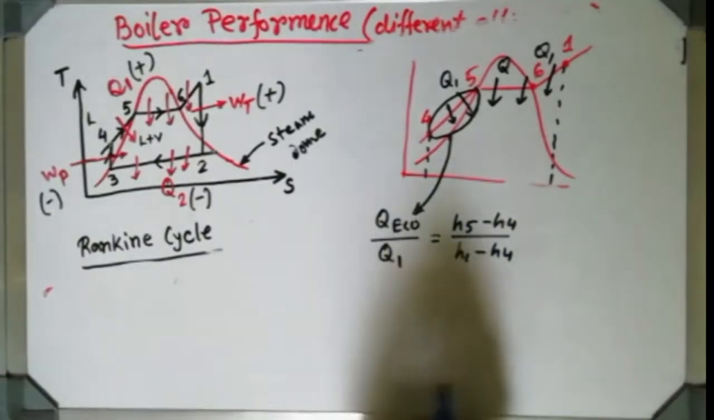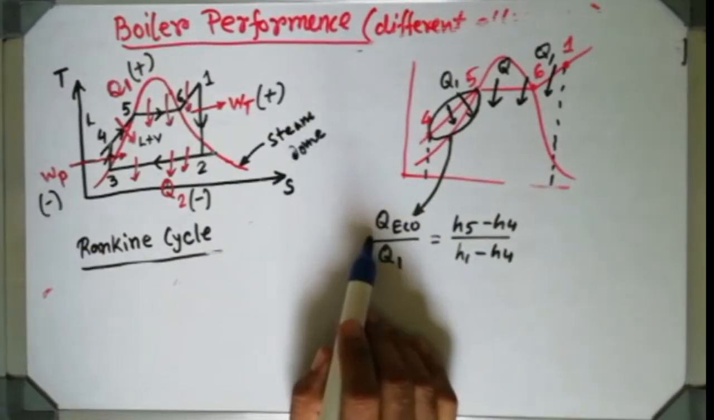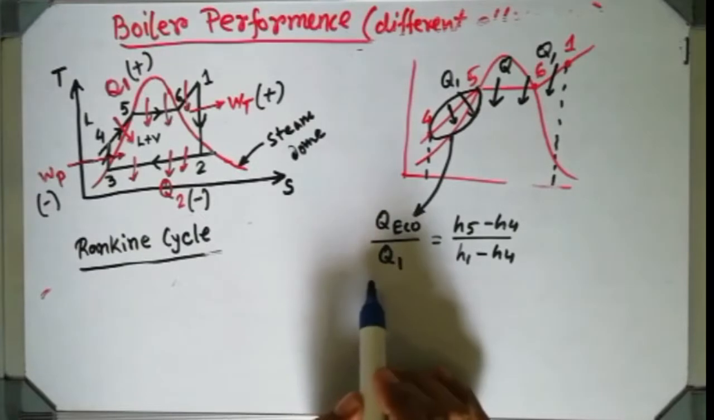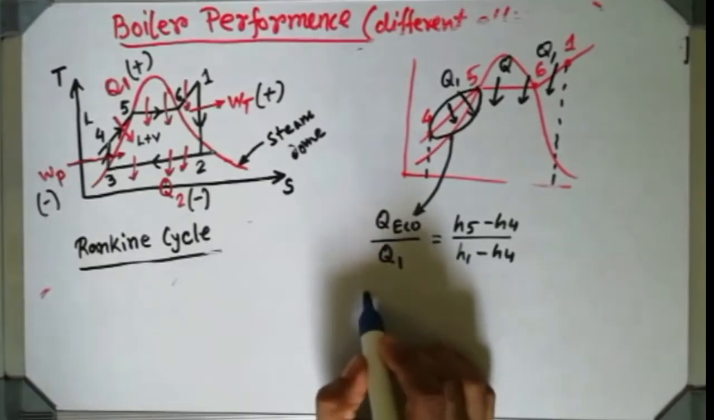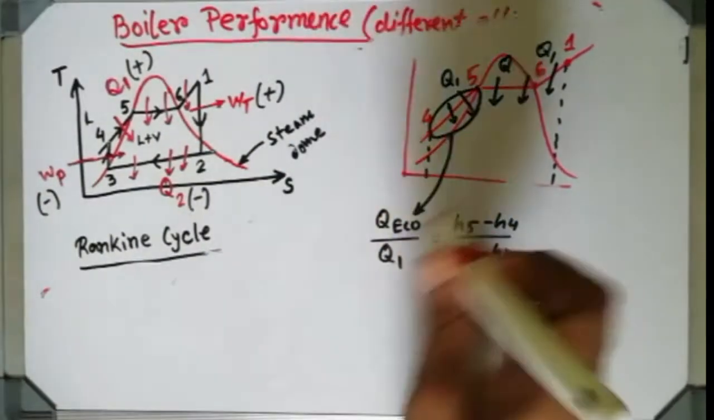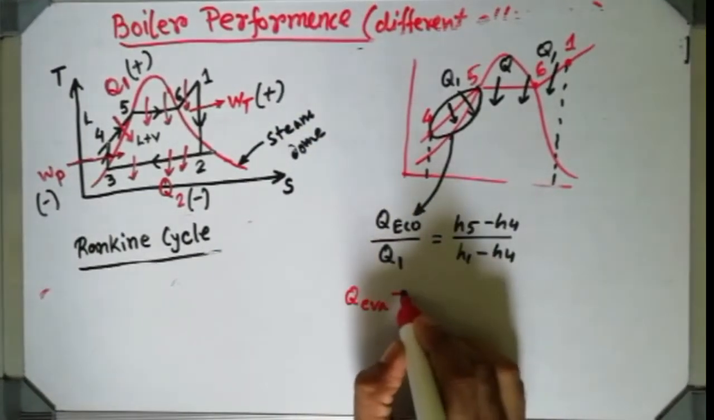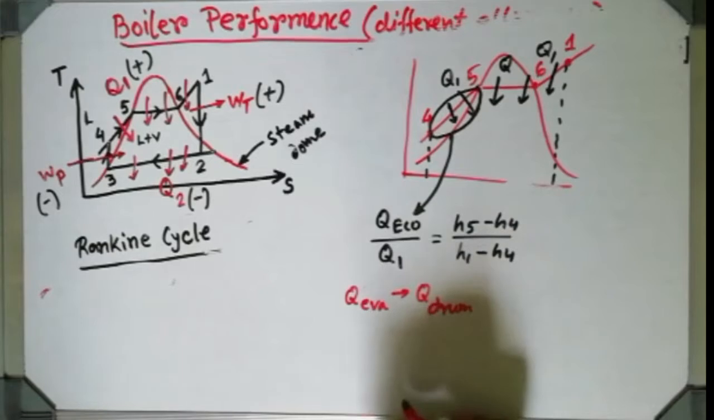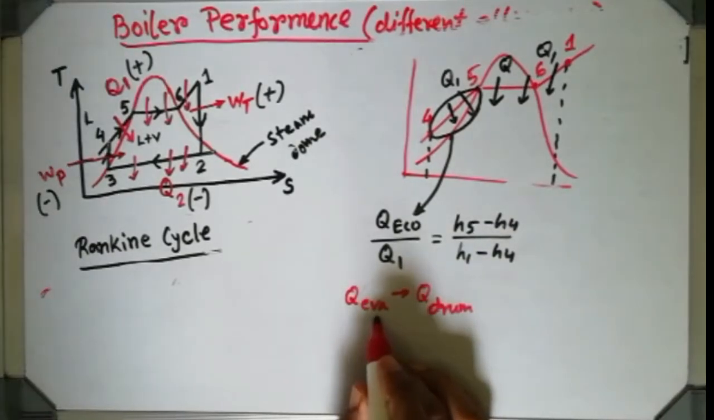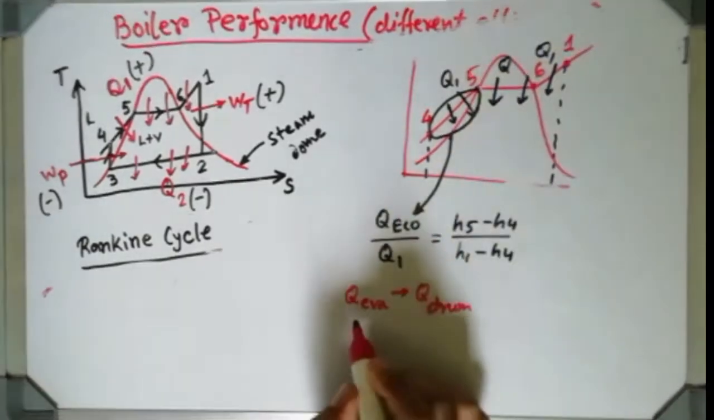If anybody has any difficulty understanding the whole thing, then please speak out. Q eco is the amount of heat supplied to the economizer only, and that is the total heat. In a similar way you can find Q evaporator. Q evaporator means where the evaporation process is actually being executed. So Q evaporator is nothing but Q drum, the amount of heat actually being supplied inside the drum. Why am I writing Q eva? Because the evaporation is being completed from liquid state to gaseous state inside this drum. That's why I am writing it this way.